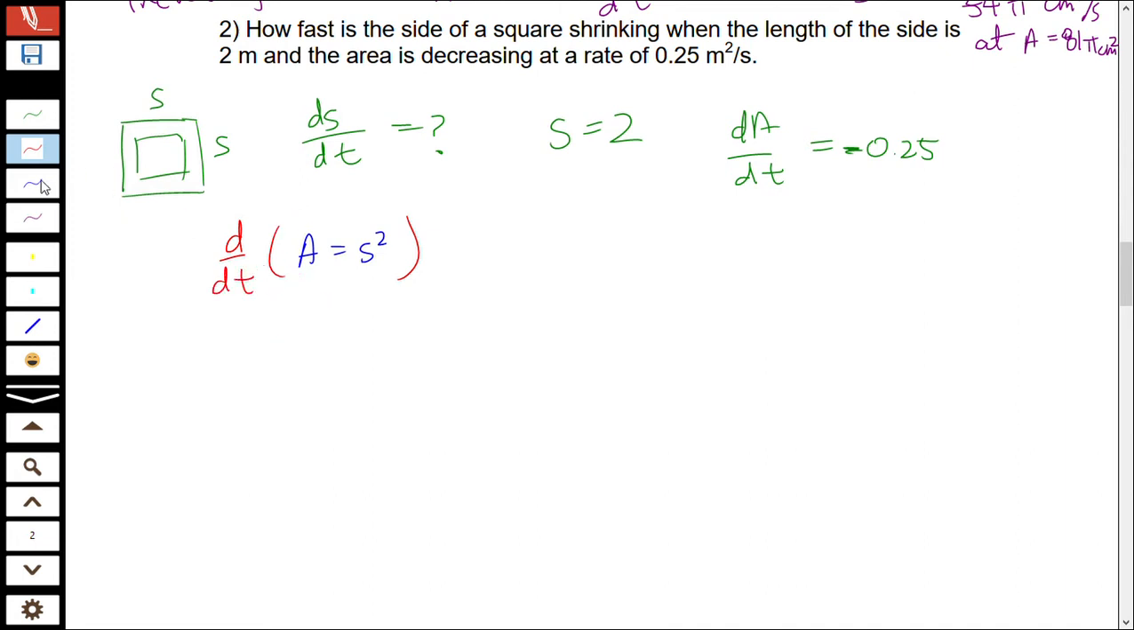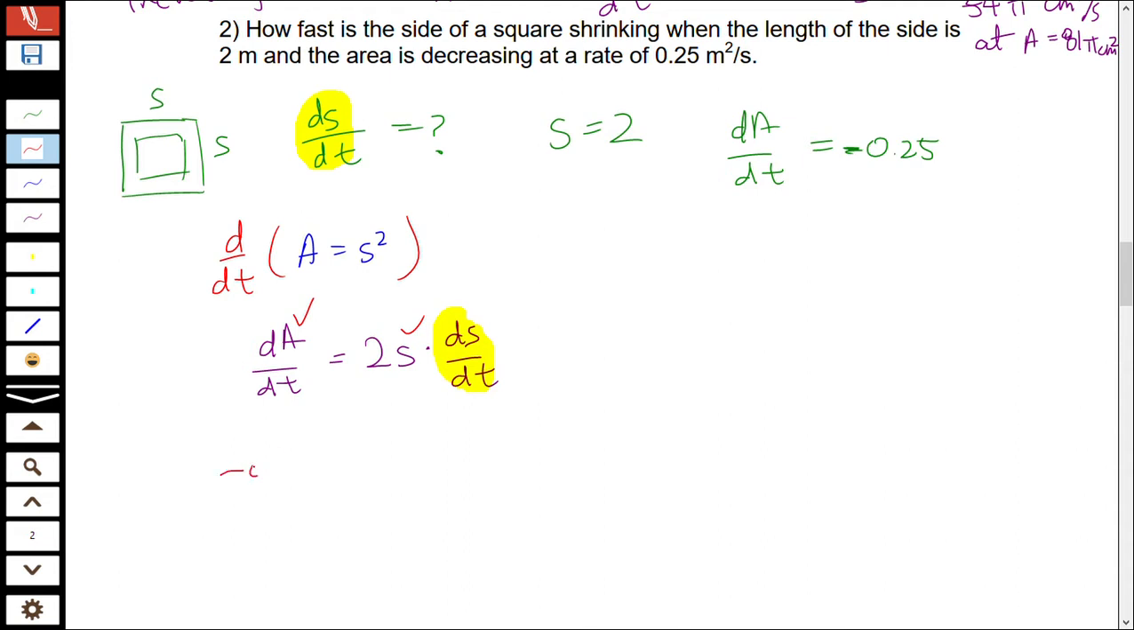And my first one, so my A is going to become dA over dt. And we're going to derive this as you normally would, so 2s. And then because they're not the same letters, again, you're going to put ds over dt. And let's see, they are looking for ds over dt. So we're looking for this. And we have our dA over dt and we have our s. So let's sub it in and let's isolate for ds over dt.